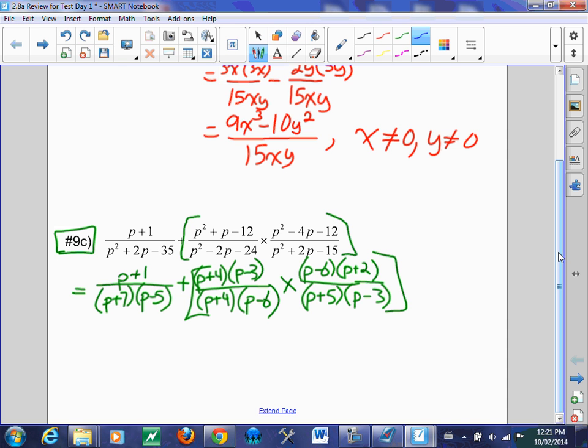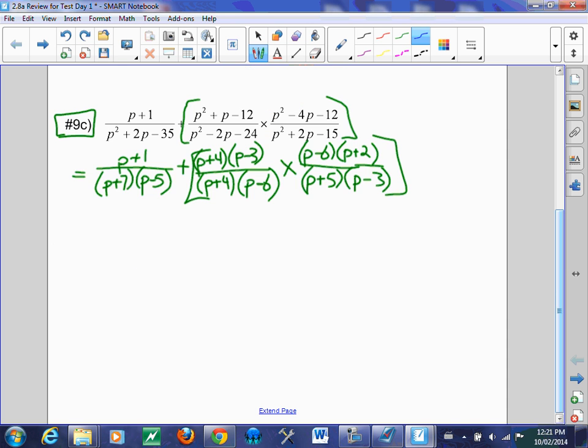All right, so remember, I'm focusing on the division first, and yes, I can cancel these out because they are factors. I just mentioned up top about what common error I see. So I'm going to cancel out p plus 4. I'm going to cancel out my p minus 6s and my p minus 3s. Okay, so what's left over is p plus 1 over p plus 7 times p minus 5, plus, what do I have left over here? P plus 2 over p plus 5.